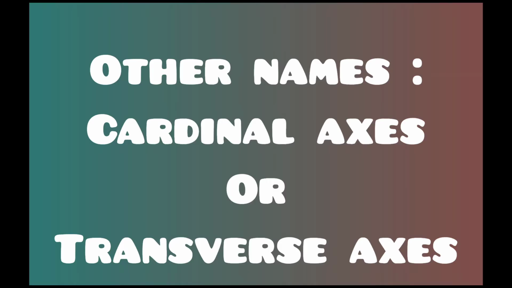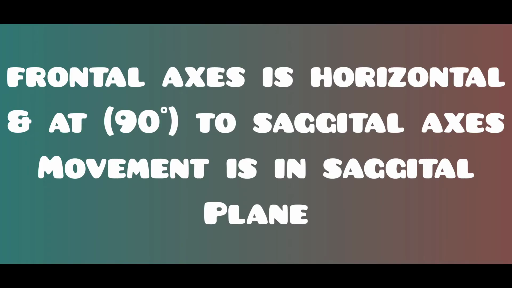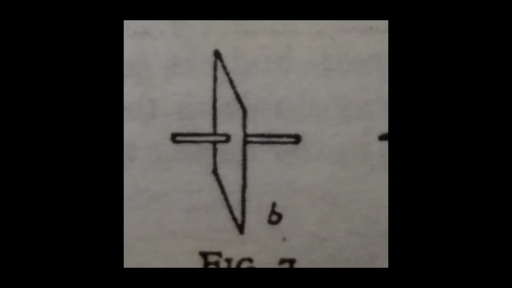Now, the third one, which is frontal axis and sagittal plane. A frontal axis is also named as cardinal or transverse axis. It lies parallel to the transverse sutures of the skull. It is also horizontal and at right angle to the sagittal axis. Movement about a frontal axis is in a sagittal plane.